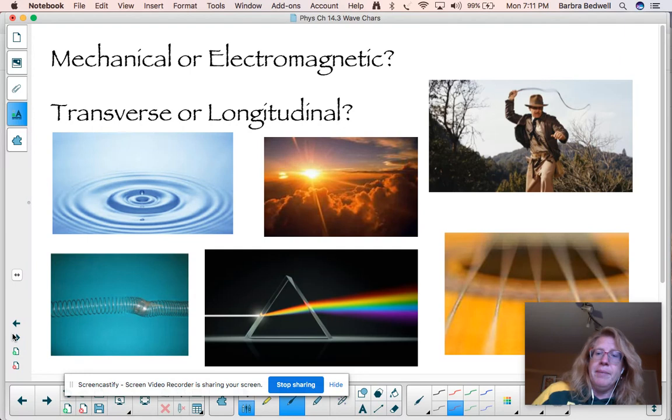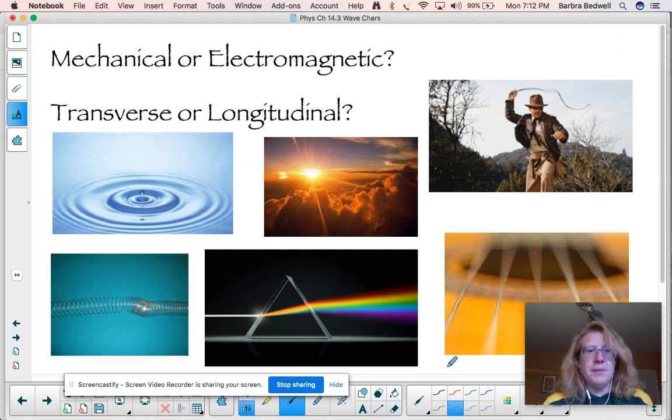So here's your job. Take a second, and I want to see if you can classify each of these different images as being either mechanical or electromagnetic. And second, can you categorize them as being either transverse or longitudinal? Again, this is just to practice using that vocab: which of these images represent mechanical waves versus electromagnetic waves, and which of these represent transverse versus longitudinal waves. There's my cat's tail in there if you're wondering what that little flicker is.